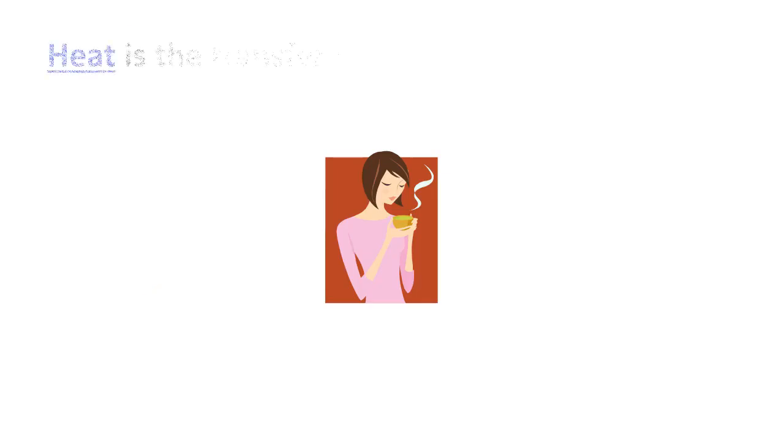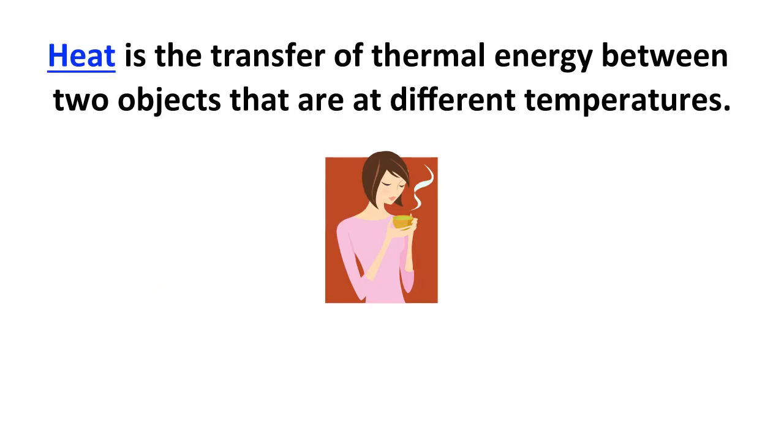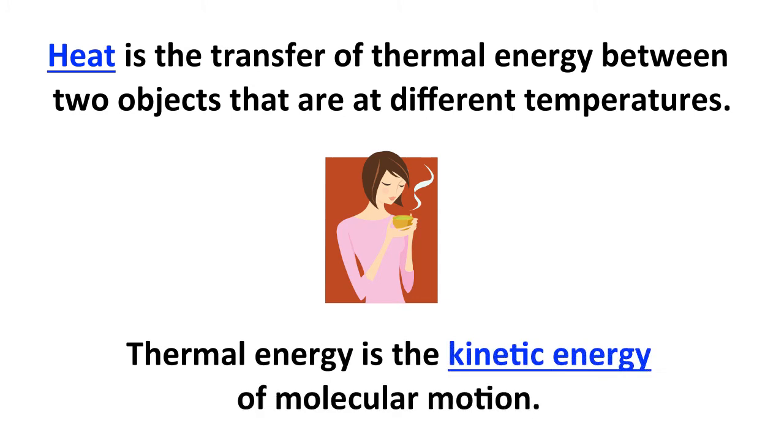Now, we will often deal with heat, which is the transfer of thermal energy between two objects that are at different temperatures, and thermal energy is the kinetic energy of molecular motion. So molecules are moving. If they're moving fast, they have a high kinetic energy. If they're moving slowly, they have a low kinetic energy.